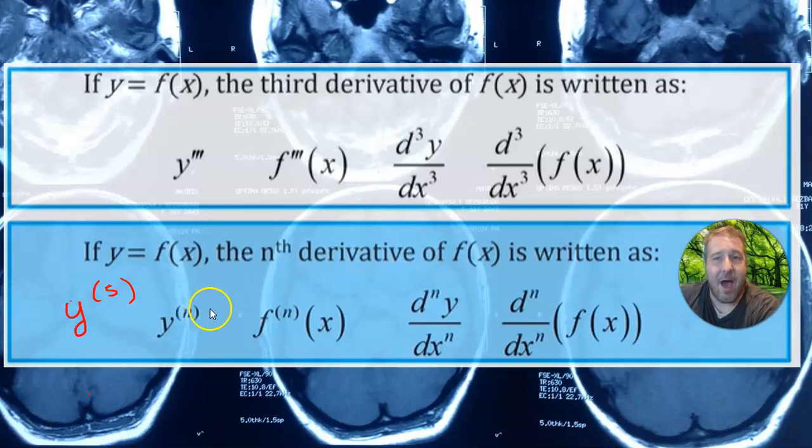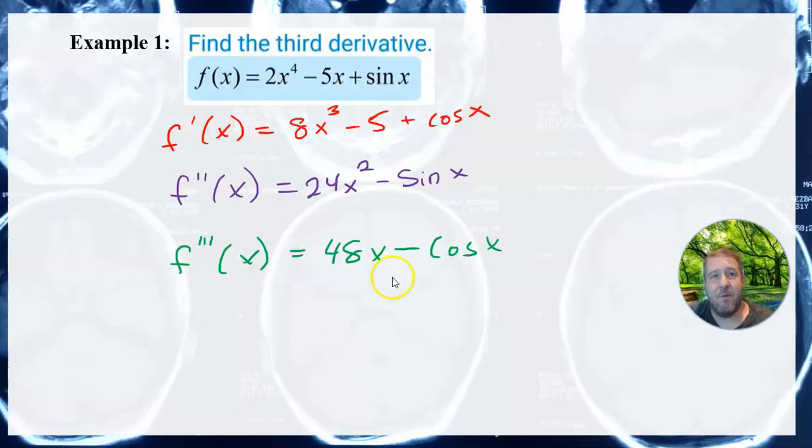And then anything after 3, and I think I mentioned this in a prior video already, you don't just keep writing little prime marks. Instead, you just use a number. So y with a 5 in parentheses is not y to the 5th. It's the 5th derivative of y. Sometimes it's a little hard to tell the difference between the two, but yeah, that's the 5th derivative of y.